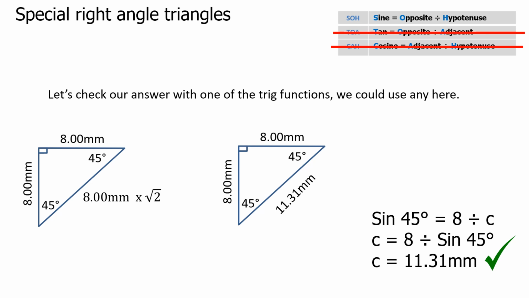Don't believe me? Let's check the isosceles special triangle, which has 45 degrees on both ends. Remember, all the angles have to add up to 180 degrees. We can see here that the hypotenuse is 8 millimeters times the square root of 2, which gives us 11.31 millimeters. Let's check that using, for example, sine. So C equals 8 divided by sine 45. Lo and behold, 11.31 millimeters. It works.